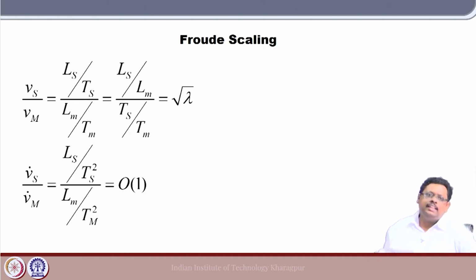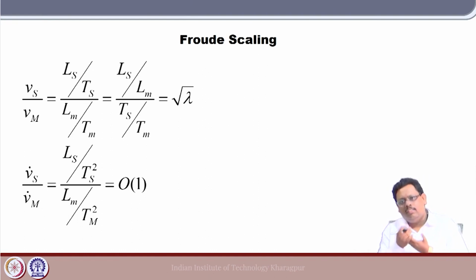Now, let us see the acceleration. The formula for acceleration is L by T square, that is the dimension analysis we do. So, again I can arrange it in a similar way, which is Ls by Lm divided by Ts square by Tm square, and then we can see that it is lambda divided by root lambda square, which is 1. So, acceleration is order of 1.